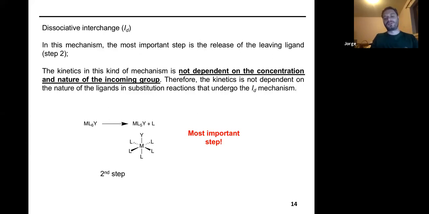Okay. So to decide between IA and ID, we have to have a set of different ligands and measure the kinetics of the reaction. If the kinetics changes with the ligand, that means it is an associative mechanism. If it does not, it means it's a dissociative interchange mechanism. Okay, so I think this is a good point to stop.